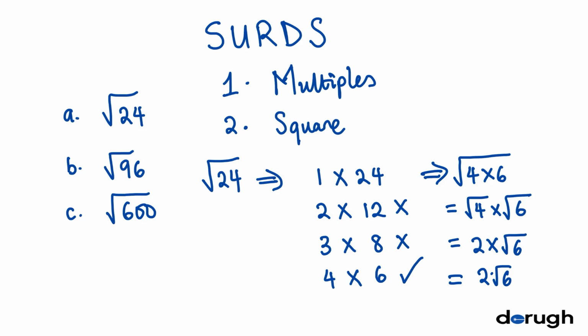Let's go to our second example. For example B, we're working with the square root of 96. The same way we worked with the square root of 24 is the same way we're going to work with this one. So let's try to split 96 into the multiples.